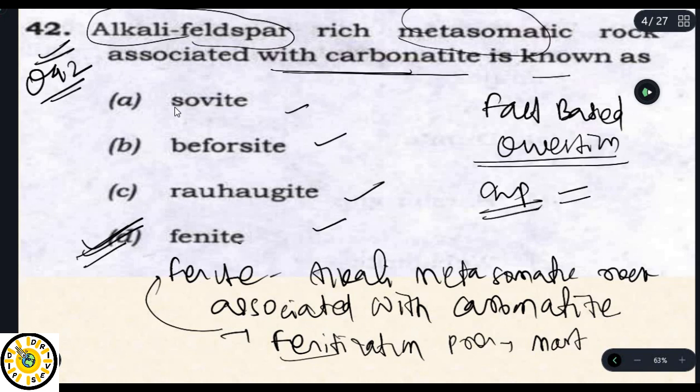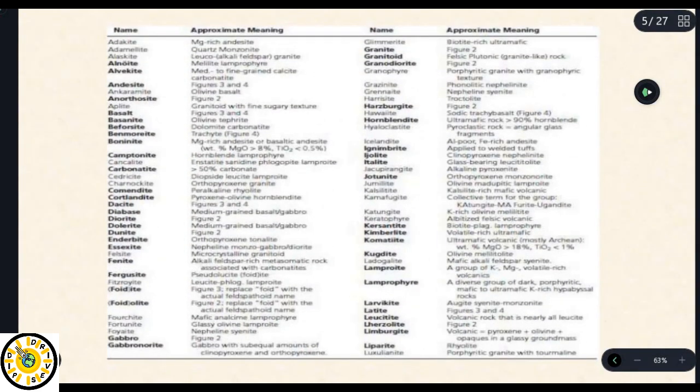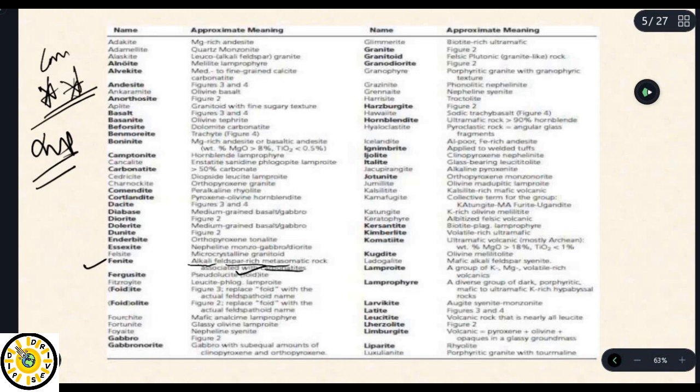ठीक है, I already have discussed this type of composition, कि क्या क्या important है, and also I have uploaded this on the community, है ना. This is really important. Double star लगाना इसको, really important. देखो, if you come to fenite, this is the alkali feldspar rich metasomatic rock associated with carbonatite. This is simple. ये जो literature दिया हुआ है, simple question वहीं से पूछा है, right.